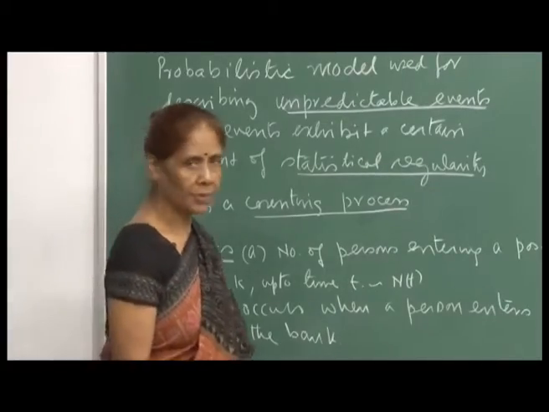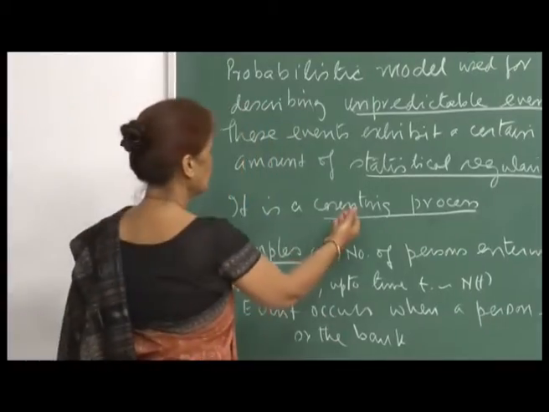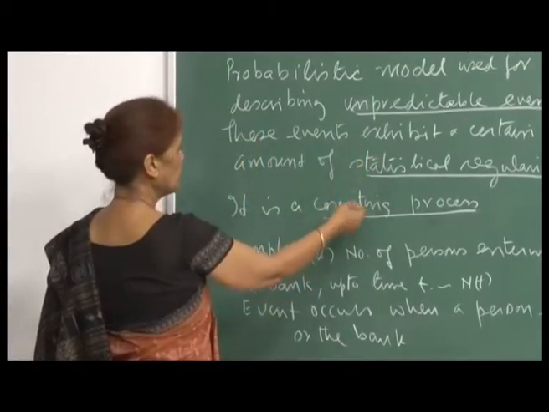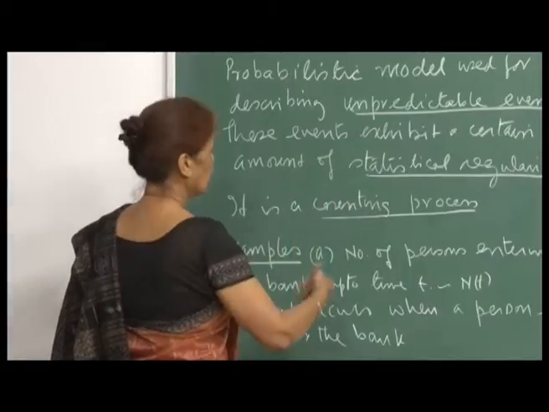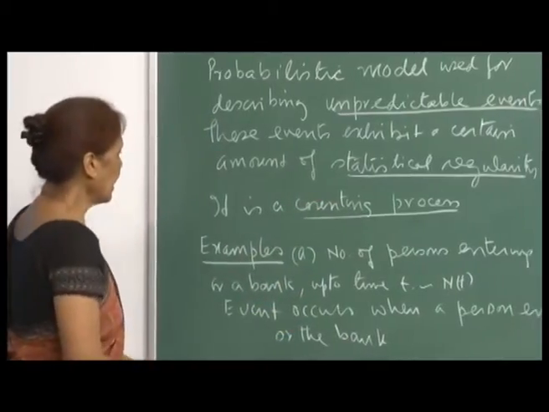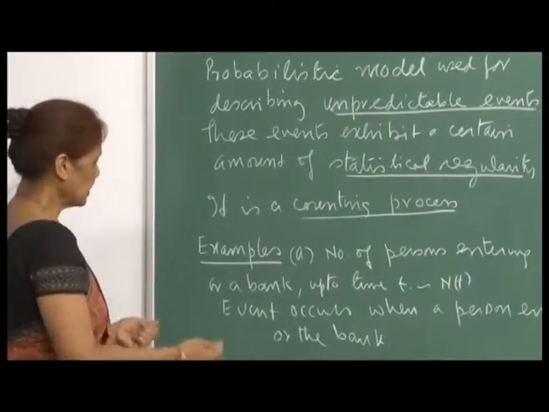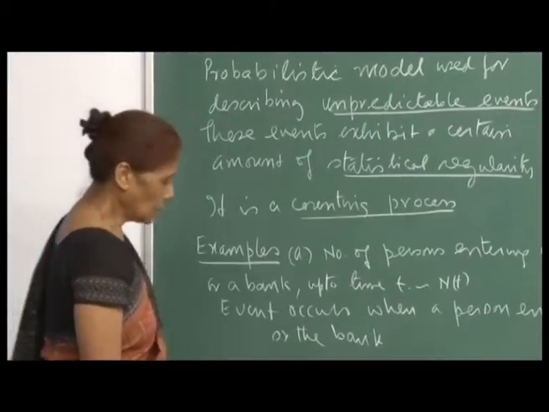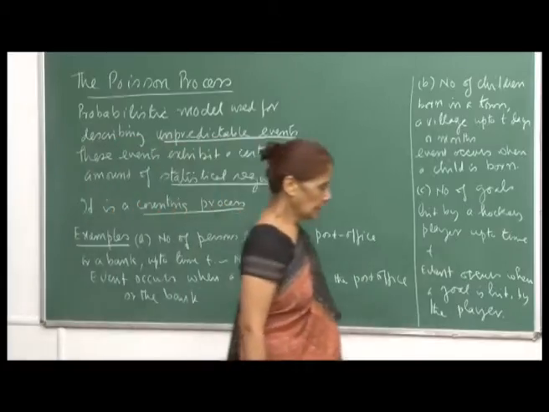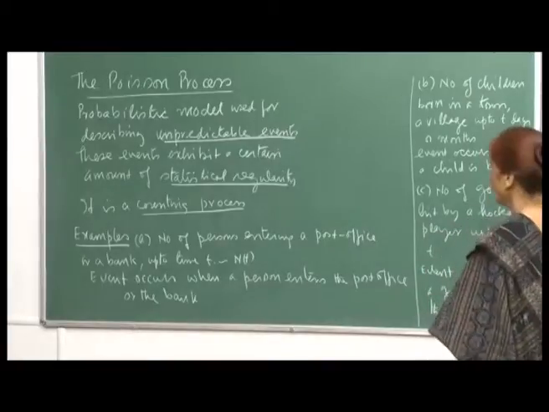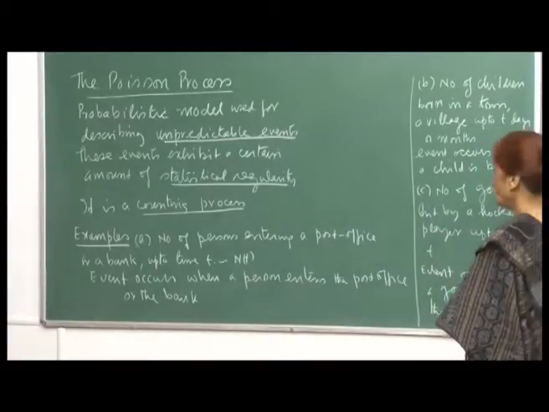So, these events exhibit, or approximately exhibit, statistical regularity, and essentially the Poisson process is a counting process. That means these unpredictable events get counted by the model that we will create here, and then a lot of decisions and conclusions can be based on this counting process. This is what we will see in the next couple of lectures.